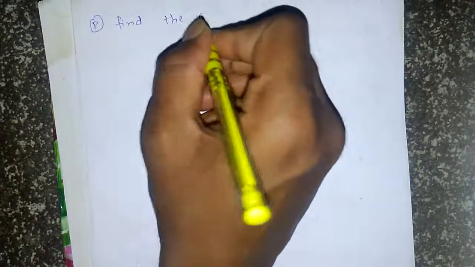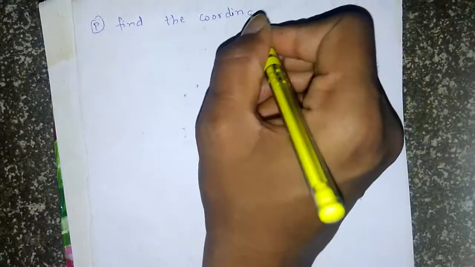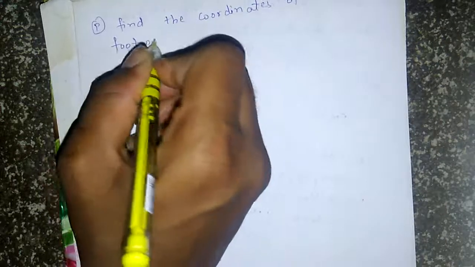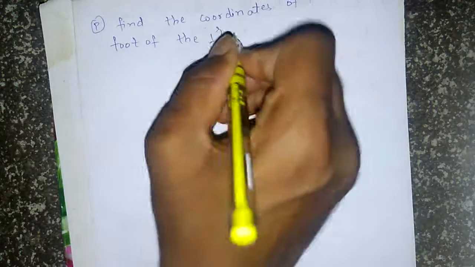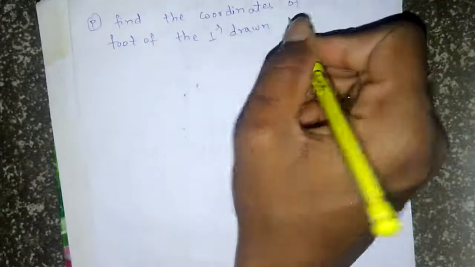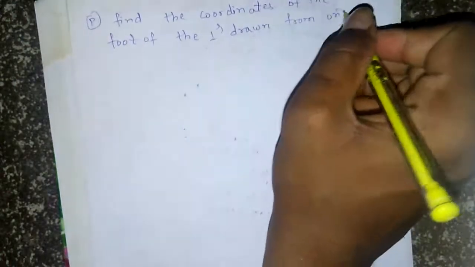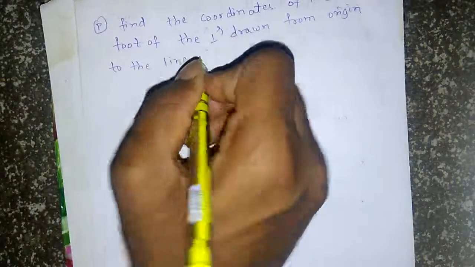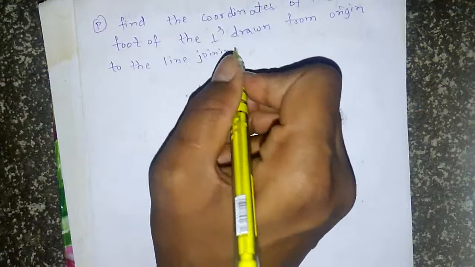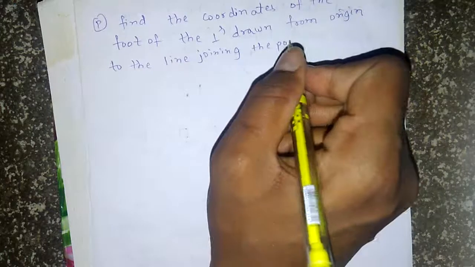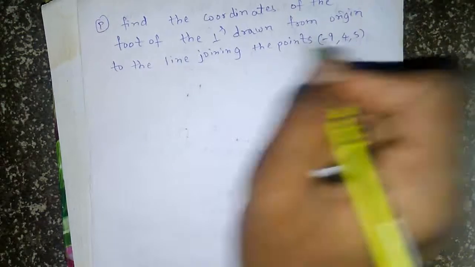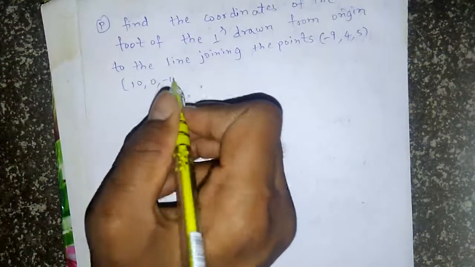Our next problem is: find the coordinates of the foot of the perpendicular drawn from the origin to the line joining the points (minus 9, 4, 5) and (10, 0, minus 1).